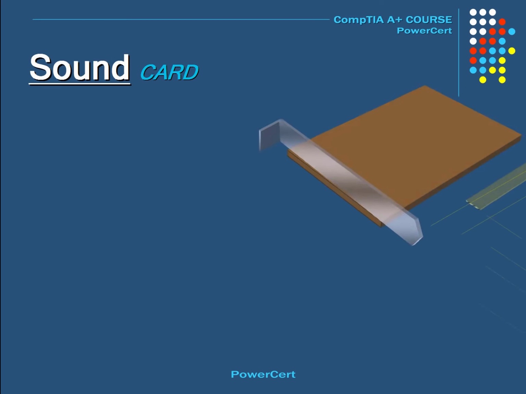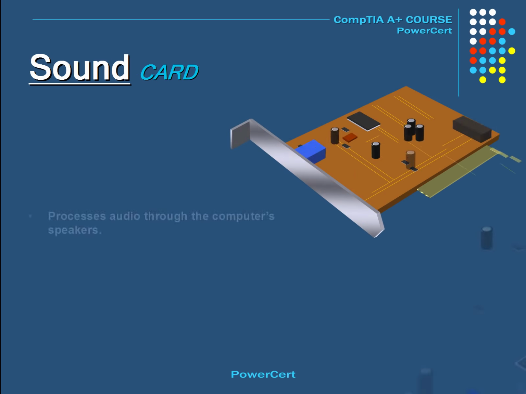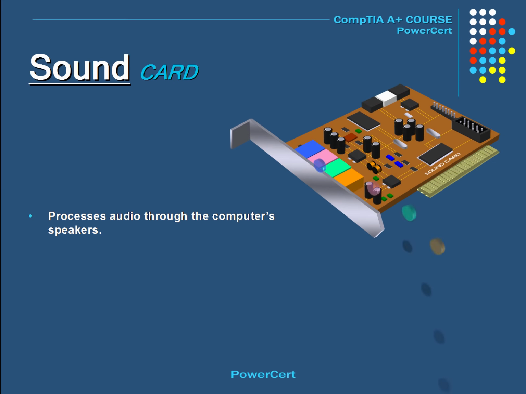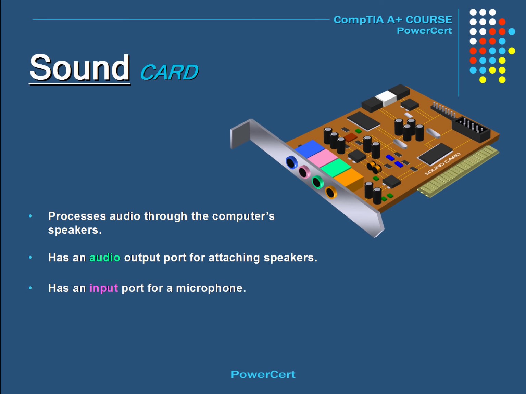A sound card is another type of adapter card that processes audio through the computer's speakers. A sound card attaches into the computer's motherboard through a bus slot. A basic sound card has an audio output port for attaching speakers and an input port for a microphone for recording purposes. More sophisticated sound cards have extra ports, for example, ports for subwoofers and surround sound, and ports for other digital audio equipment.